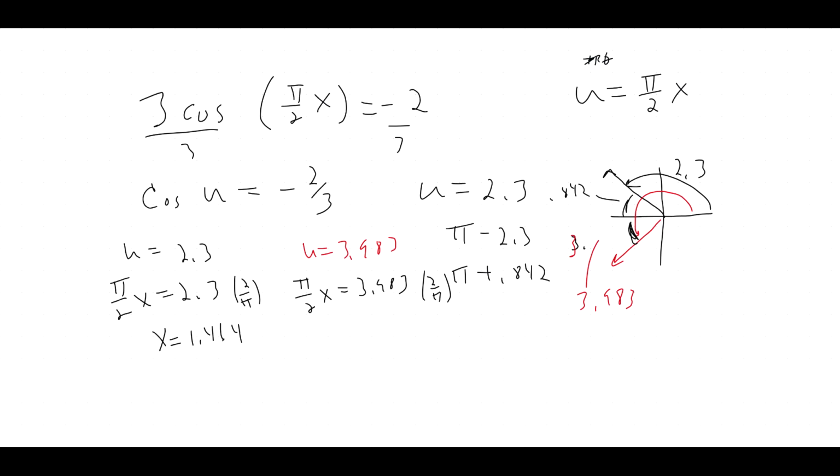And then the other one's going to be the 3.983 number times 2 divided by pi. I'm getting 2.536. So x equals 2.536. Now, how could you check your answer here?